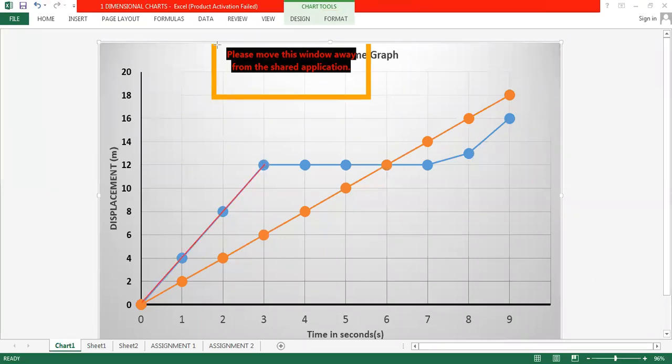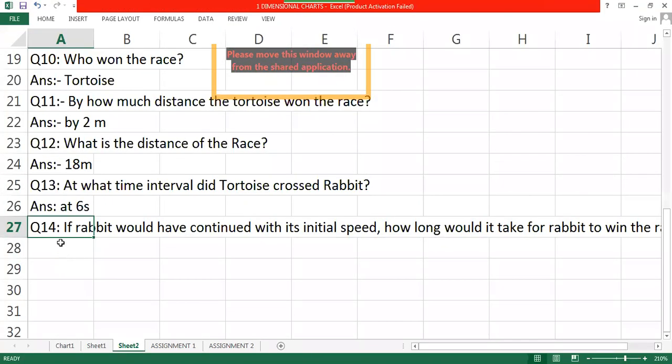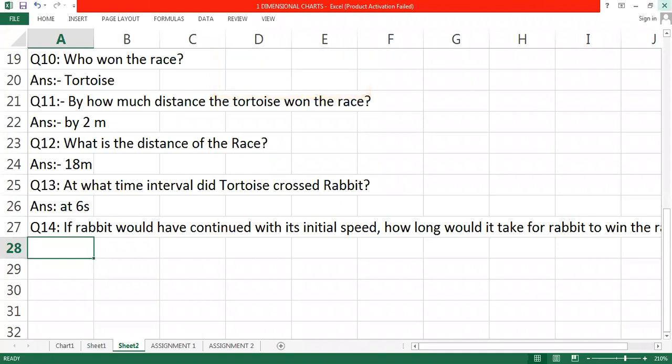And how much is the distance he wants to cross? So you will find that he has to travel 18 meters. Okay, and what's the speed? 4 meter per second. So find out. The speed is 4 meter per second and the distance is 18 meters. So speed is equal to distance upon time. So time is equal to distance upon speed. So what will be the answer?